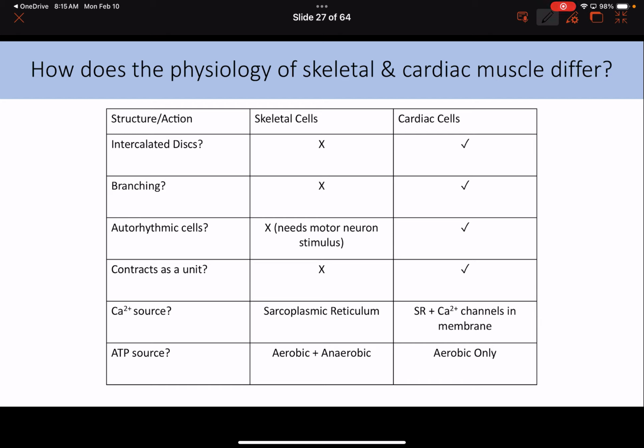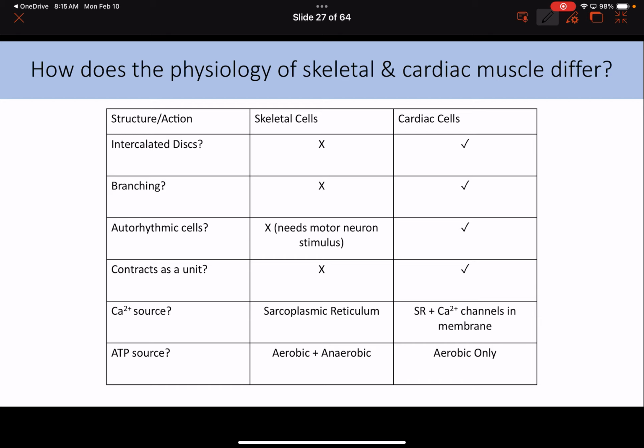Skeletal muscle cells do not have autorhythmic cells, so they need motor neuron stimulus from the motor unit. Cardiac muscle cells, though, are autorhythmic, and they do have autorhythmic cells. Skeletal muscle cells do not contract as a unit. They are all working individually. Again, they can work at the same time, but they're not necessarily working together. And cardiac muscle cells, yes, they do contract as a unit. They're all working together. The calcium source for skeletal muscle cells is the sarcoplasmic reticulum. But cardiac muscle cells actually have a second source. They have the sarcoplasmic reticulum, and then they have calcium channels in the membrane that we'll talk about later.